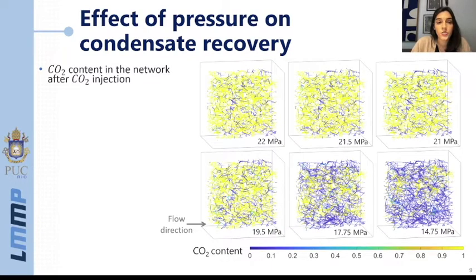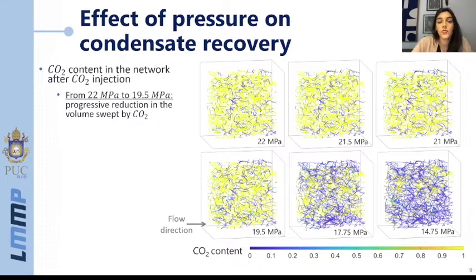To illustrate it better, here we have the representation of the networks at all the 6 tested pressures after a CO2 injection. These colors show the CO2 content in the network, so the yellow paths have very high CO2 content and the purple paths have very low CO2 content.